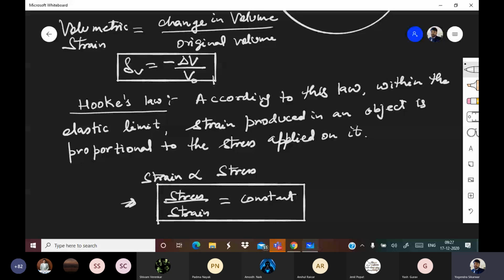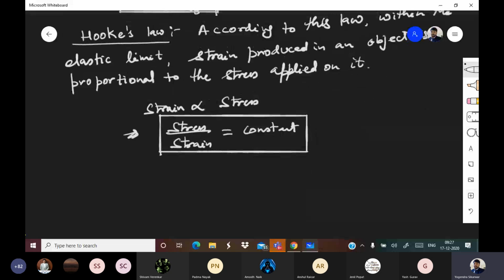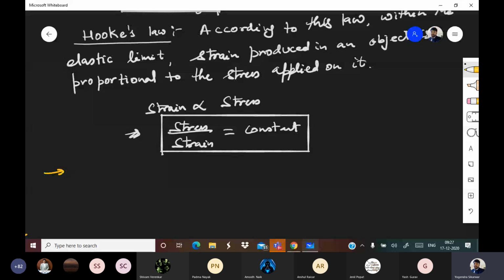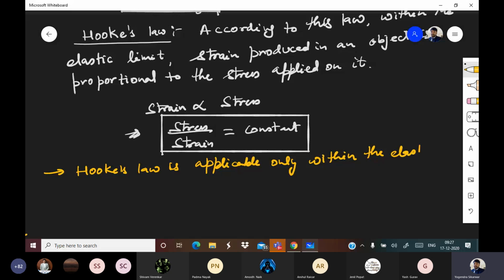Okay. So Hooke's law is applicable only within the elastic limit. Okay. So please mention this specifically. Hooke's law is applicable only within the elastic limit. Okay. Remember that.